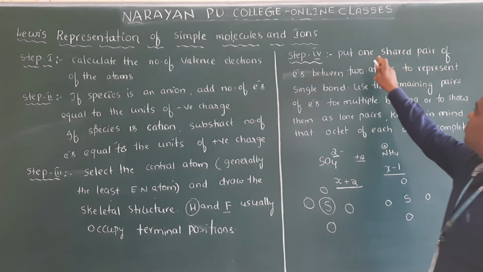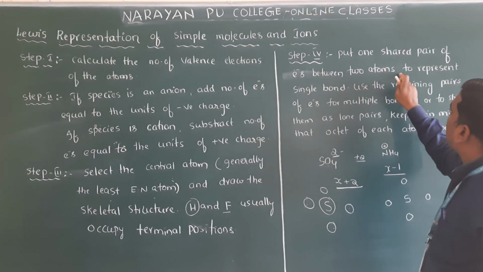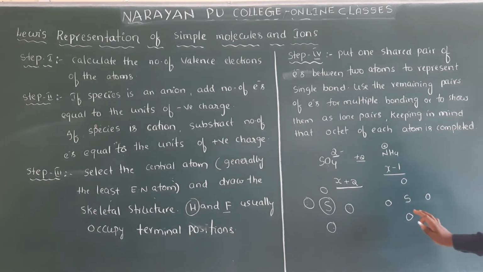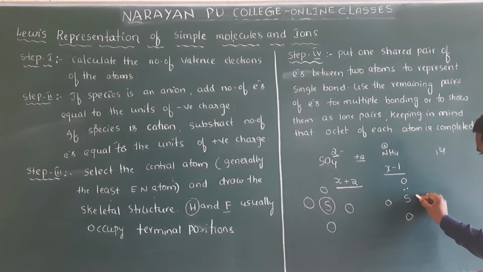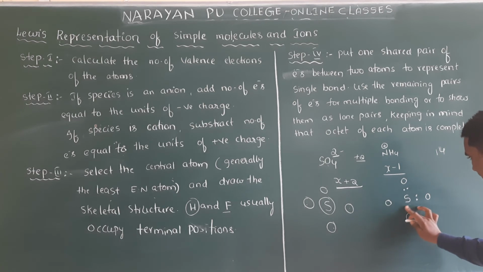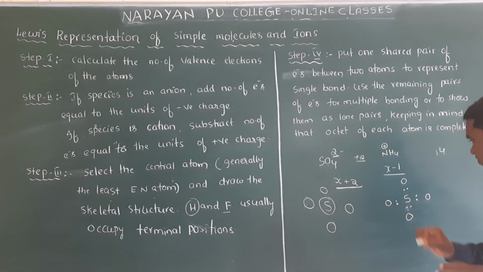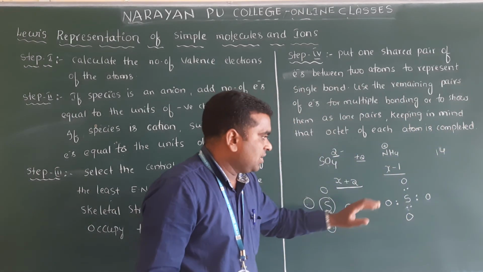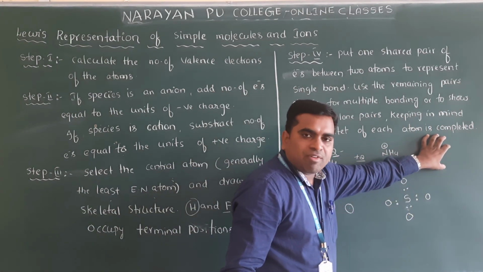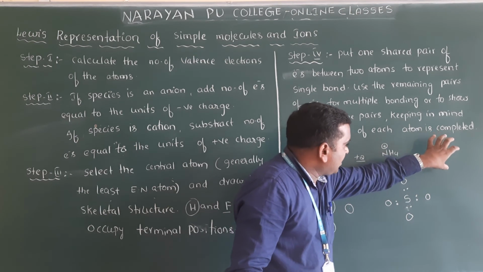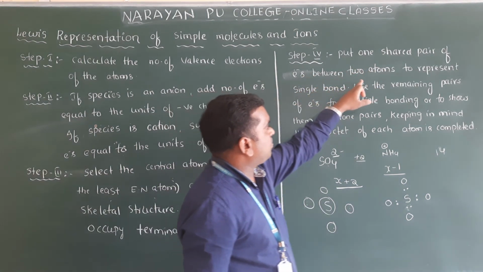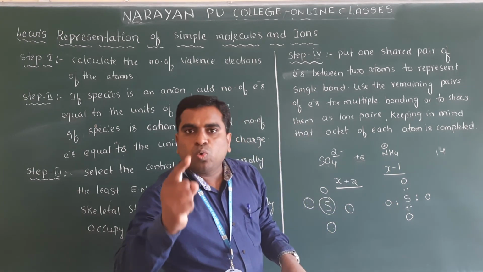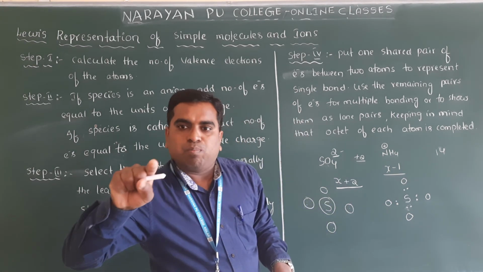Clear? Now you have to put one shared pair of electrons between the 2 atoms to represent the single bond. Suppose here 15 or 14 electrons are there. First of all, you have to put the pair of electrons between the central atom and the terminal atom. That is the first thing you have to do. I will explain later. And you have calculated the total number of electrons here, and first you have to put the pair of electrons between the 2 atoms.